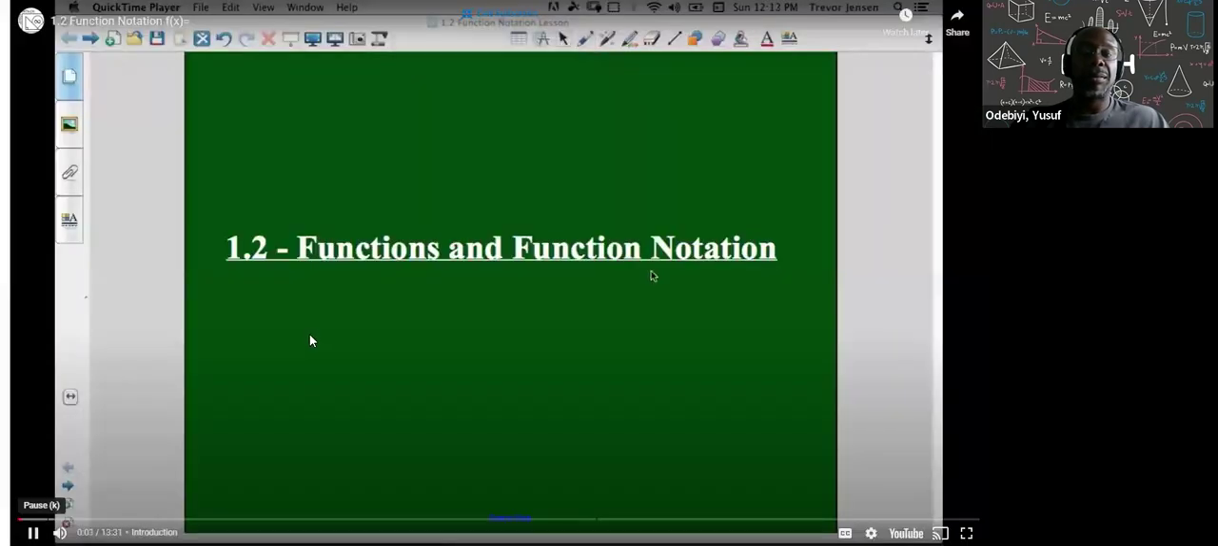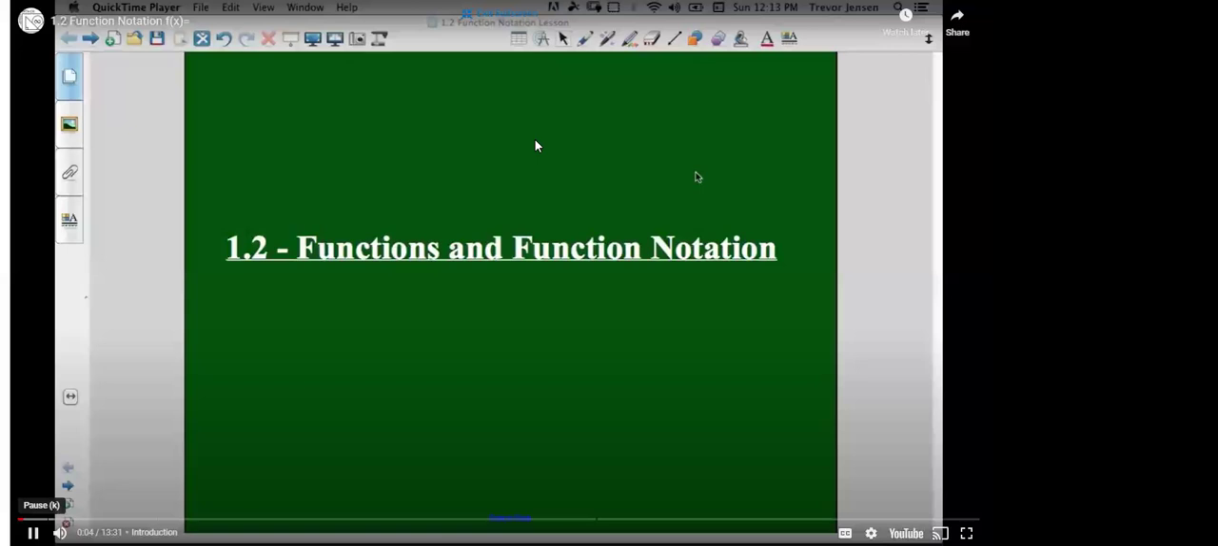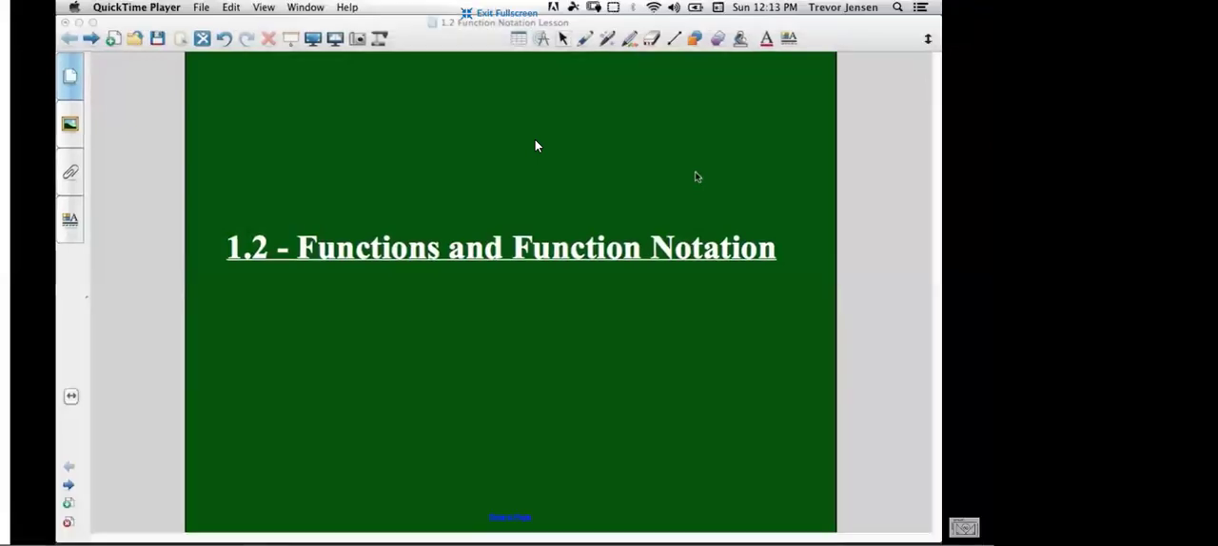Here's lesson 1.2 for the grade 11 functions course. This lesson is called Functions and Function Notation. So now that you know what a function is, from last lesson we looked at different relations and determined how to classify those relations as functions or not functions. Now we're going to look at how to properly write functions using function notation.